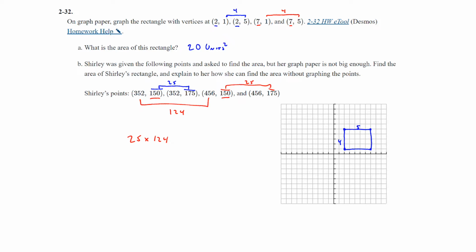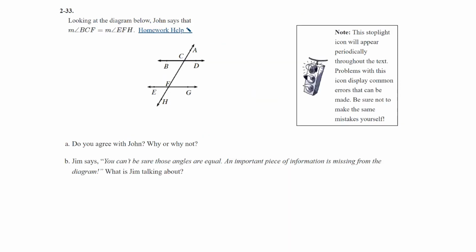And so when you multiply those two numbers together, we get, I just realized I meant to write 104 and I wrote 124, so let's go 104. So 25 times 104 is 2,600 units squared.